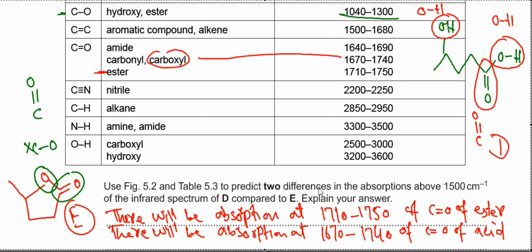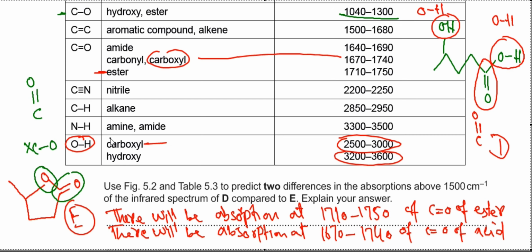Now the third comment you have to write is that there will be absorption of the OH group of carboxyl at the region of 2500 to 3000. And the fourth comment will be another absorption of OH at the region of 3200 to 3600 due to the OH of hydroxy or the alcohol. You may not write hydroxy, you can write alcohol. So this is the comment.